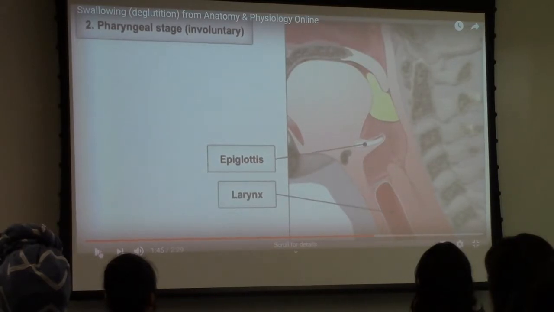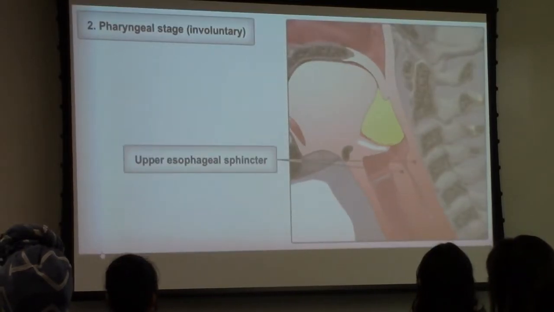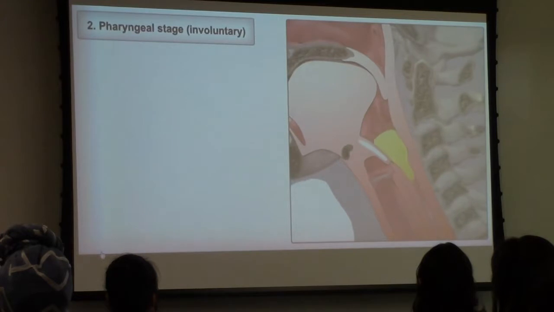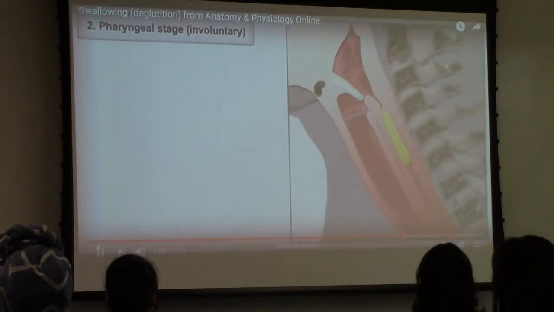Closure of the epiglottis. The upper esophageal sphincter relaxes to allow the bolus to move into the esophagus and contracts to reduce backflow into the pharynx. So here we're seeing the peristaltic squeezing of the bolus of food down the esophagus.